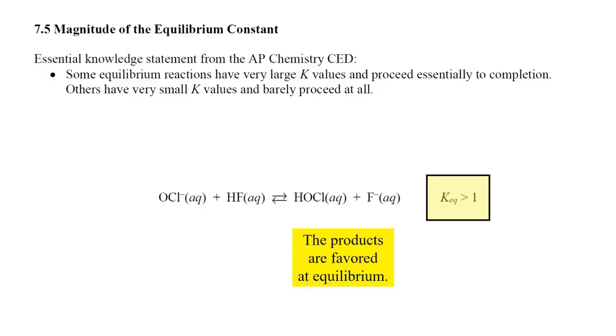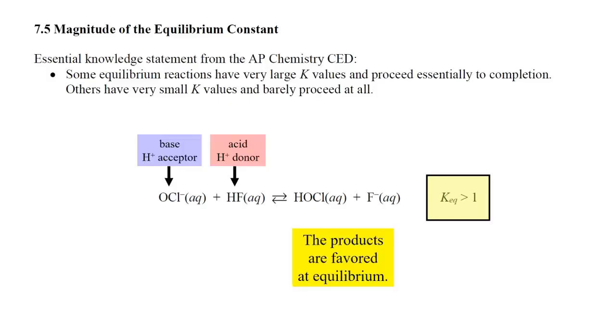So starting on the left, we have OCl-, or the hypochlorite ion, and that behaves as a base, a proton acceptor, and it reacts with HF, or hydrofluoric acid, which behaves as an acid, a proton donor.